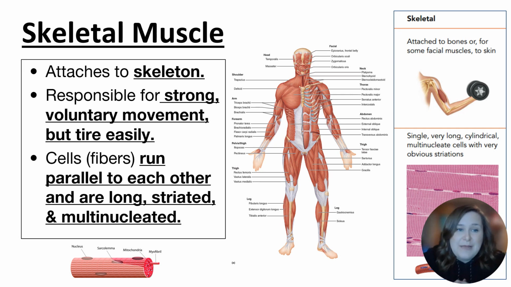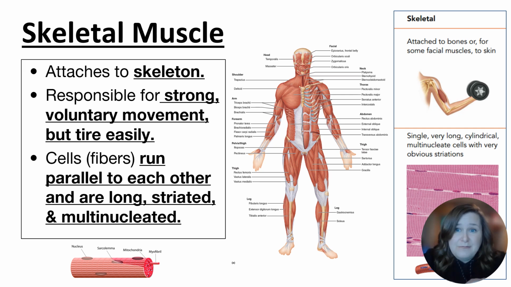Our last type we're going to look at is skeletal muscle. Like we talked about earlier, this is going to attach to the skeleton. It's going to be responsible for strong voluntary movement. But these muscles are going to tire out really, really easily. These cell fibers are going to run parallel to each other. They're going to be long, they're going to be striated, and they're going to be multinucleated.